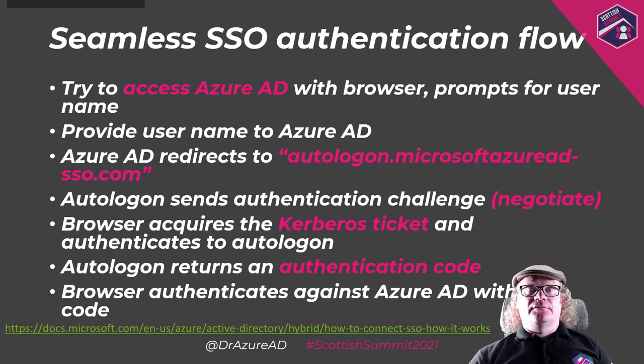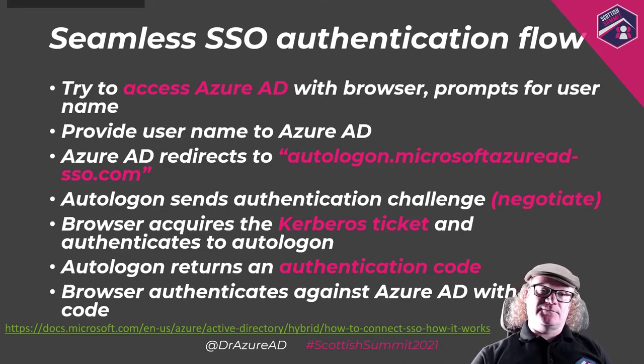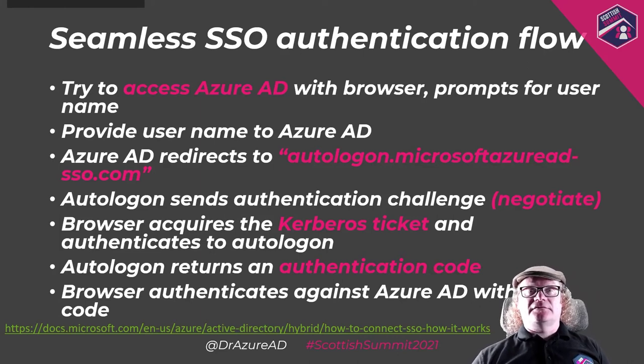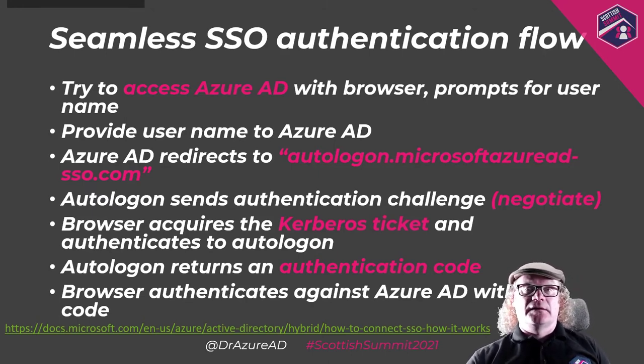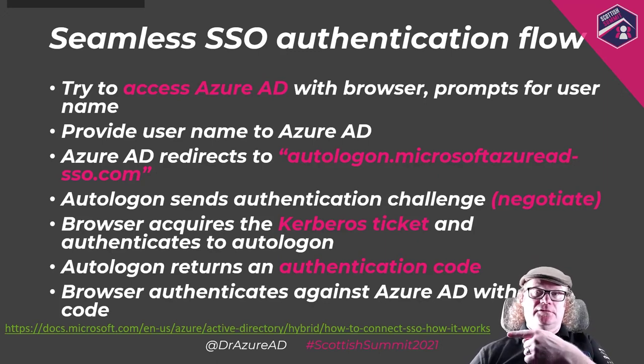Then the browser goes back to the autologon service and says, here's my Kerberos ticket, and the autologon service can validate that. After validation is okay, it gives you an authorization code and says you can now go back to Azure AD with this. With that code, the user can log in. And there's a link there for the actual process.